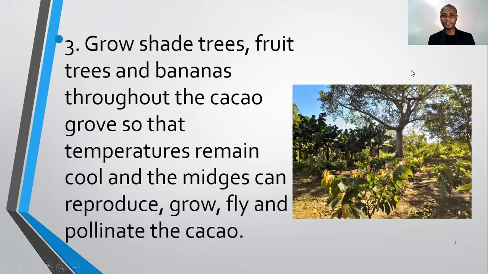Number 3, grow shade trees, fruit trees, and bananas throughout the cacao grove so that temperatures remain cool and the midges can reproduce, grow, fly, and pollinate the cacao. If you are going to use monocrop only, you might have problems with pollination.